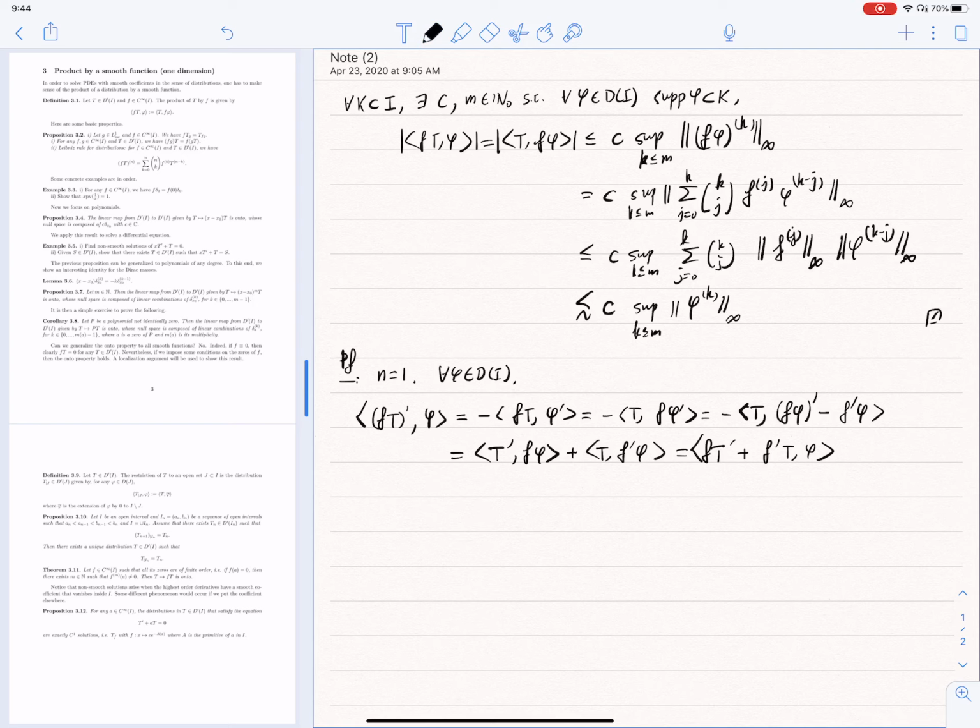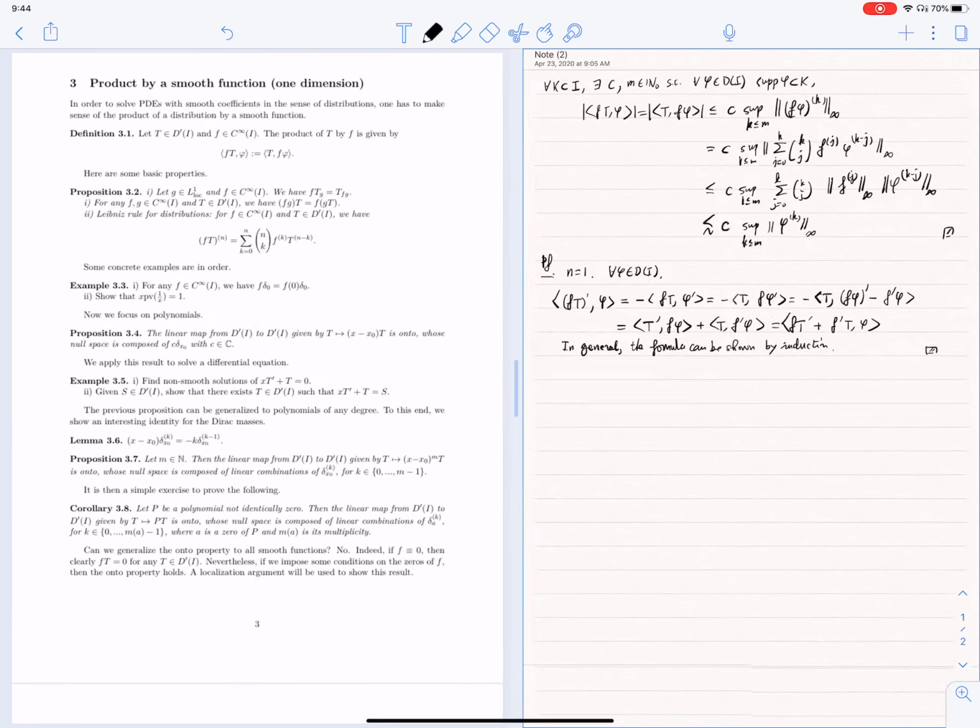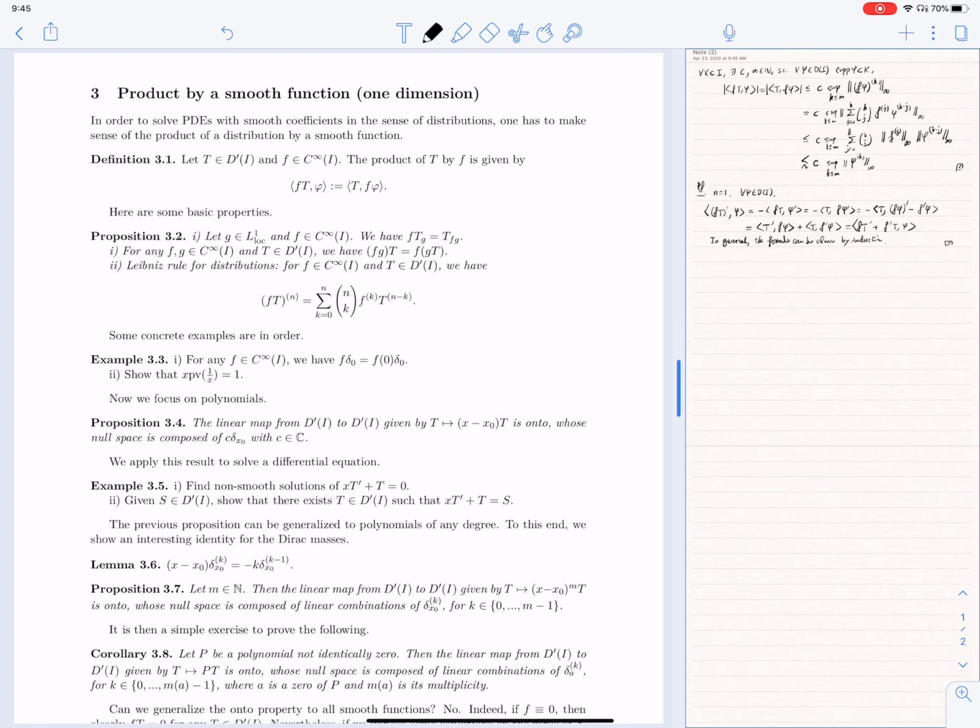All right. So in general, the formula can be shown by induction. I leave it as an exercise. All right. Now let's continue.